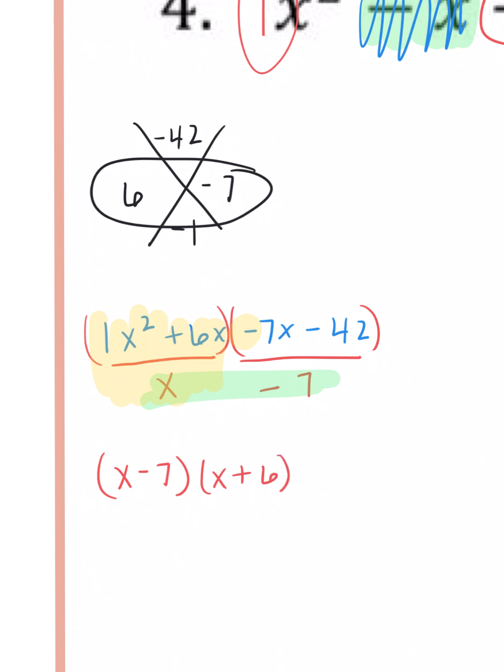Okay, when I look at these, I have x minus 7 and x plus 6. Those are not the same, so that's not a double root. So I'm just going to leave that one as is.